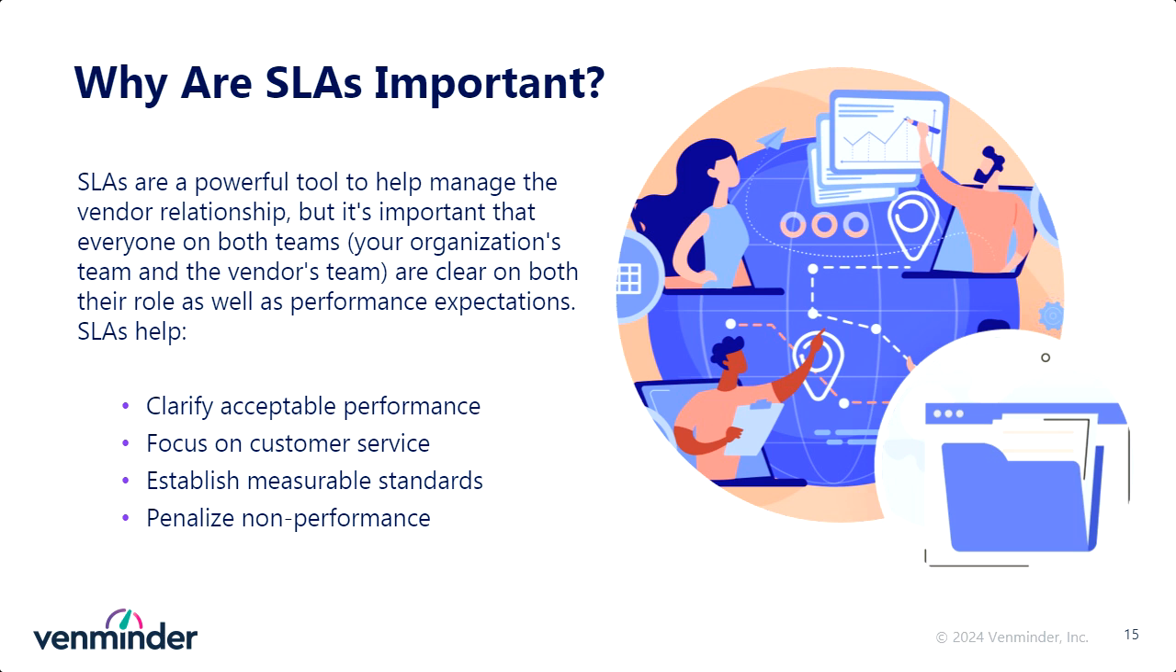So SLAs are a powerful tool to help manage the relationship, but it's also very important that both teams, you and the vendor's team, are clear on the role and the expectations of the SLA. These can be very ambiguous, so let's talk about a few things. One, it's very important that these clarify what is acceptable performance, and you could have a variety of SLAs within the same contract. So it may not just be one SLA, but multiple SLAs that you're going to cover. But the important thing is to clearly state whatever the performance is, what is acceptable.